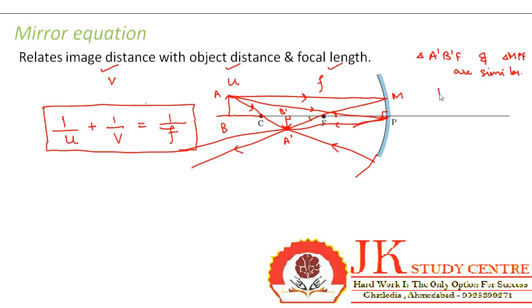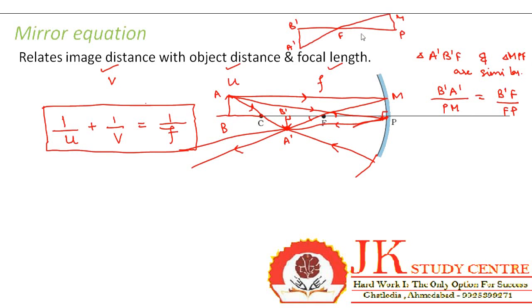Now by property of similar triangles, we can say that B dash A dash divided by PM will be equal to B dash F divided by FP. You can draw these two triangles separately. It is somewhat like this. This is B dash, this is A dash, this is F, this is M, and this is P.